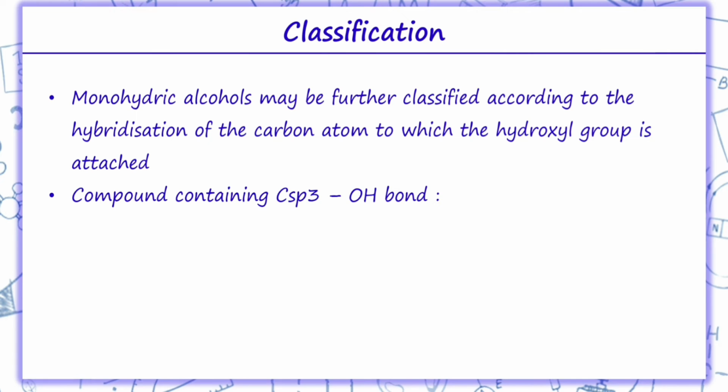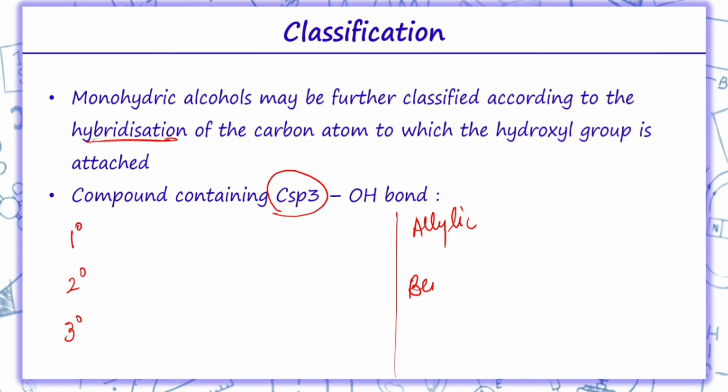Coming on to the classification of monohydric alcohol. Monohydric alcohol can be further classified according to the hybridization. Now if they have sp3 hybridization, sp3 hybridization is shown by primary alcohols, secondary alcohols, tertiary alcohols, allylic alcohols and benzylic alcohols.